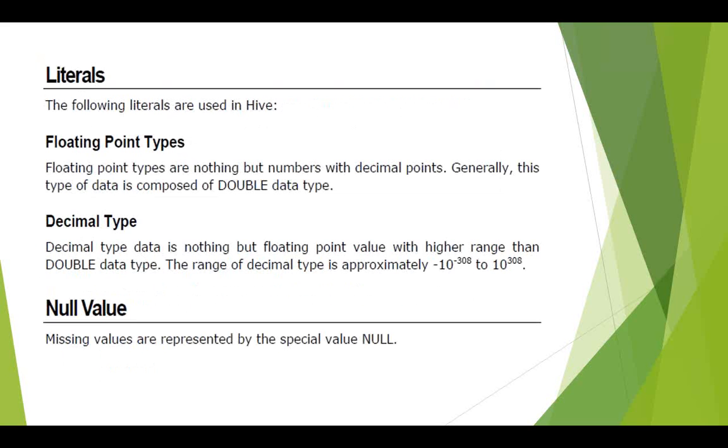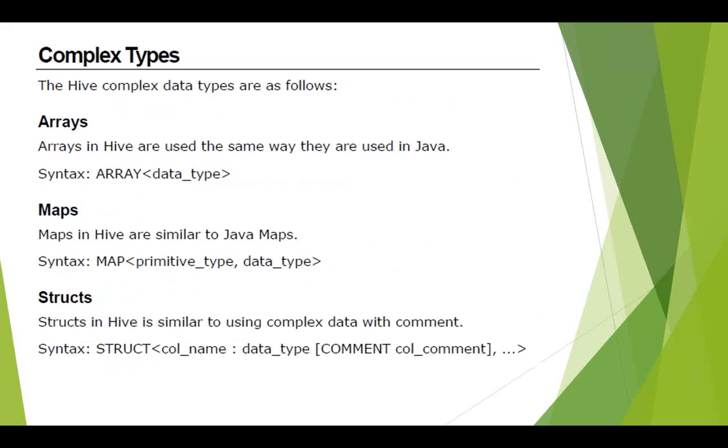Then we have the third type, that is the null type. What is null? We are aware of null. If nothing is given, it is simply null. It doesn't mean that it is blank. Null will also store some value, that is the garbage value. The last one is the complex type of data.